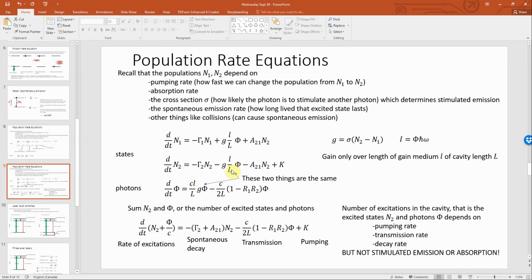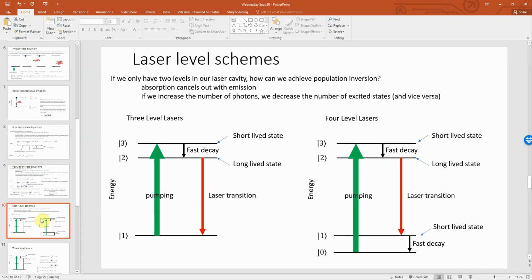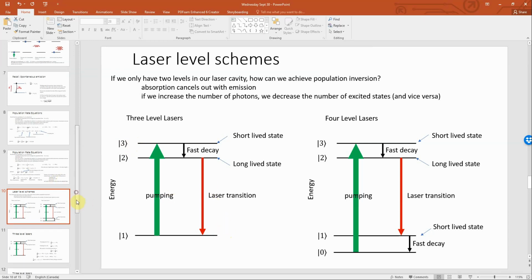So what we need is for these two things to be slightly different. And how we make those different is by having 3-level or 4-level laser schemes. So instead of just having 2 states involved, we need to have 3 states involved. So this will be it for this lecture. We'll probably be getting to 3-level and 4-level lasers on Friday, or maybe the end of Wednesday's lecture.